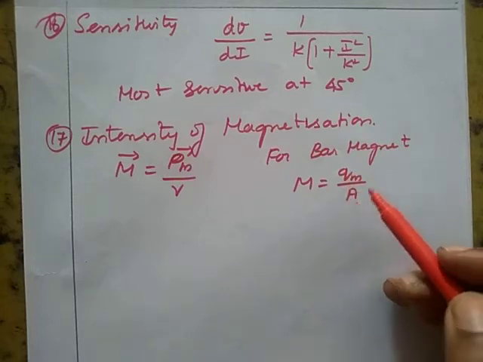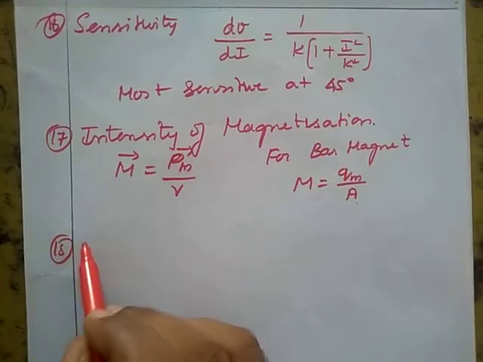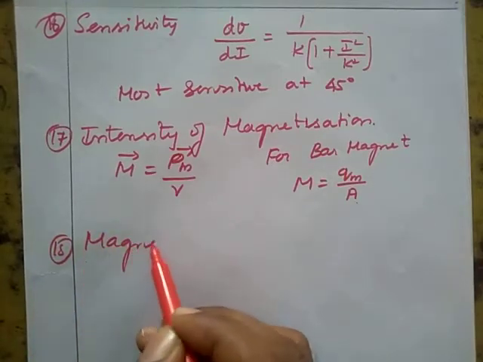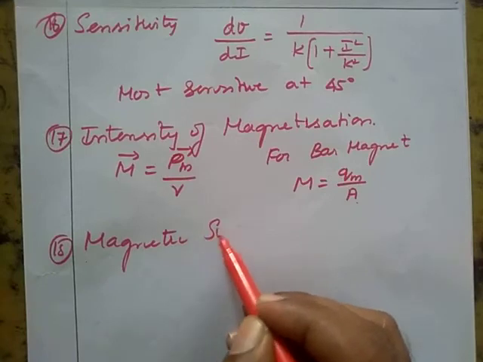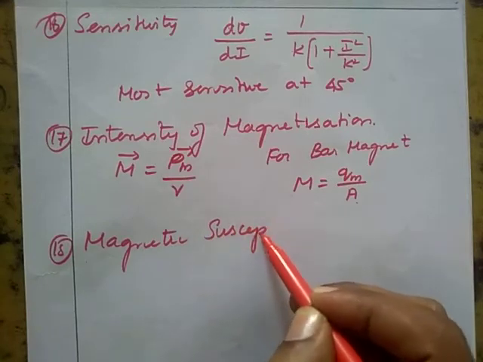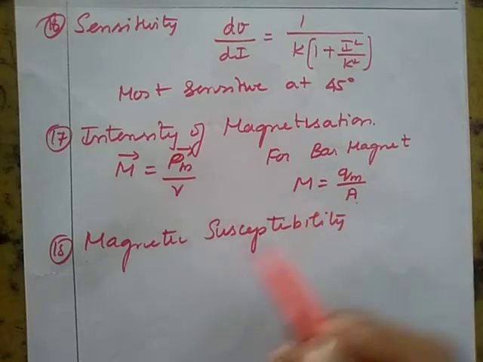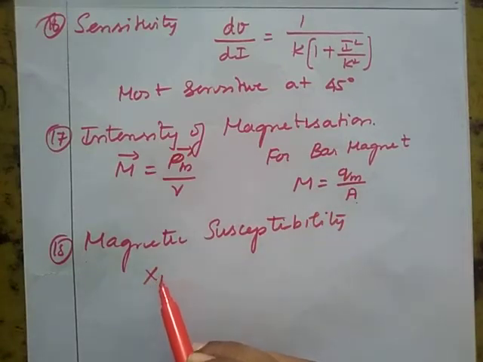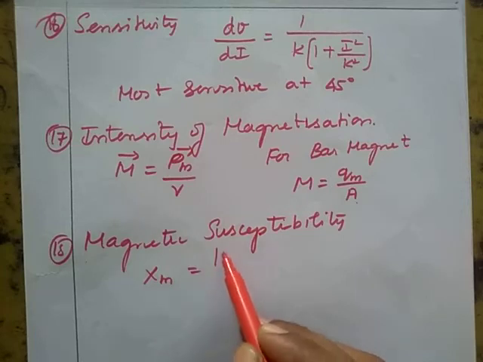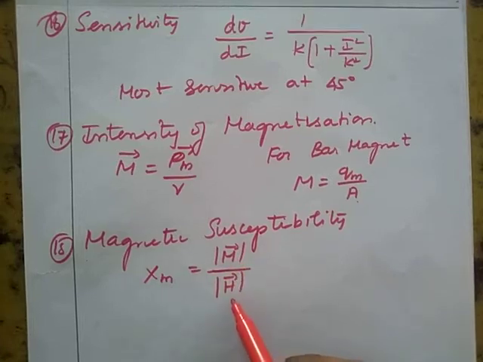Then magnetic susceptibility. It is a dimensionless quantity. Chi m is equal to modulus of M vector by modulus of H vector. It is the ratio of intensity of magnetization to the magnetizing field. H is the magnetizing field. Magnetizing field means the field needed to magnetize the specimen.